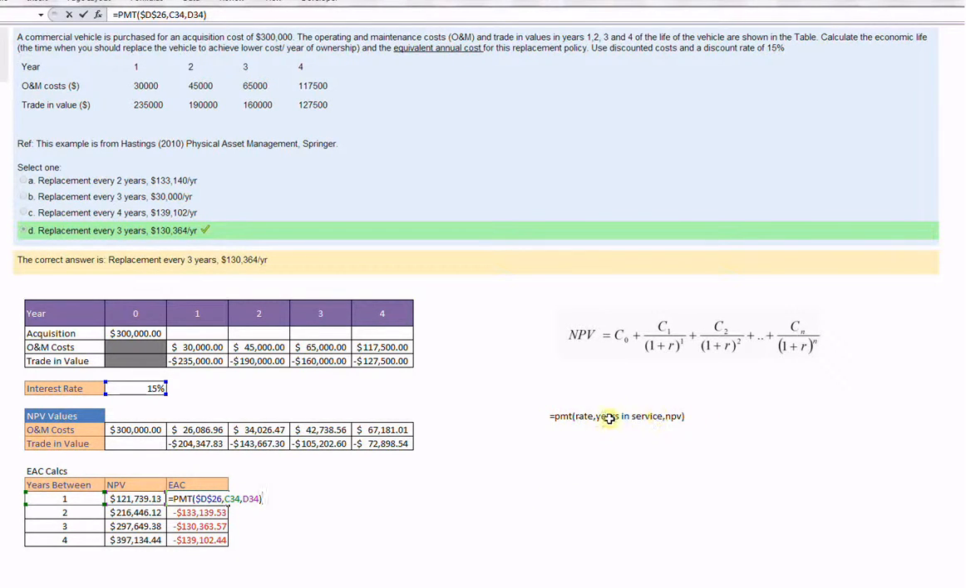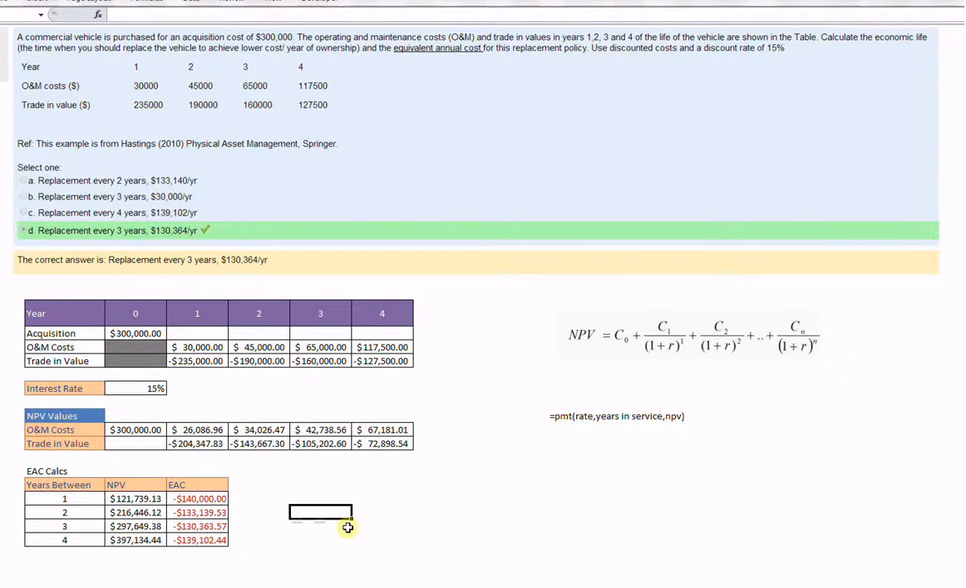So that's the formula right there. That's not what you'll see when you type it into Excel. Those are the values that you need to put in: the rate, the years in service, and the NPV. There are two more optional terms that you'll see on the end, and you don't need to use them to calculate this EAC value. So as you can see, by using those formulas, rate 15%, 2 years, NPV, we get the exact value we need, 130,364 with 3 years, and that's the NPV.